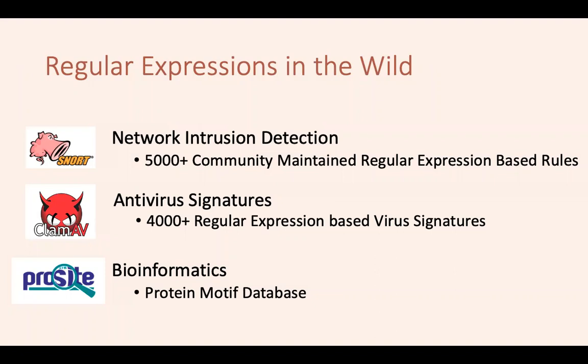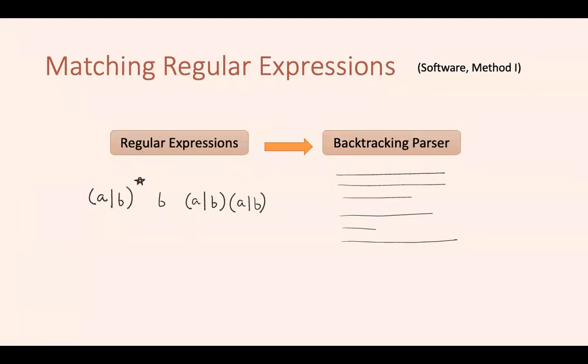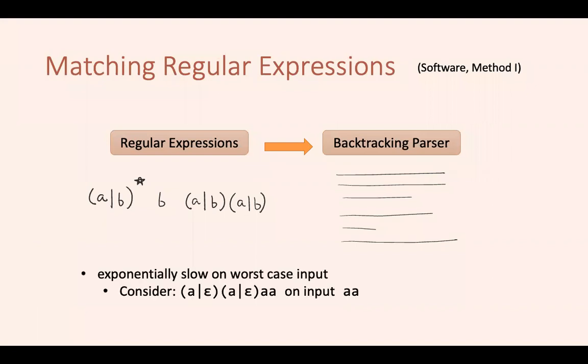I would like to talk about matching regular expressions. This is the most standard way of matching regular expressions. You write a backtracking parser, and this is pretty slow because you might have to go over every path in the regular expression. If you have something like this, then you might have to explore all the choices here and all the choices here. So this might take exponential time. But this is actually pretty common in practice.